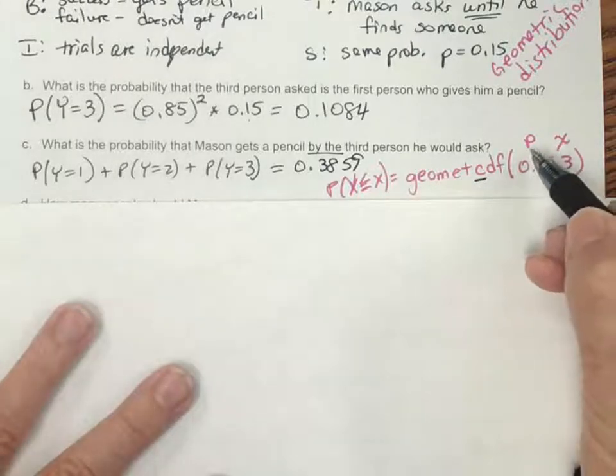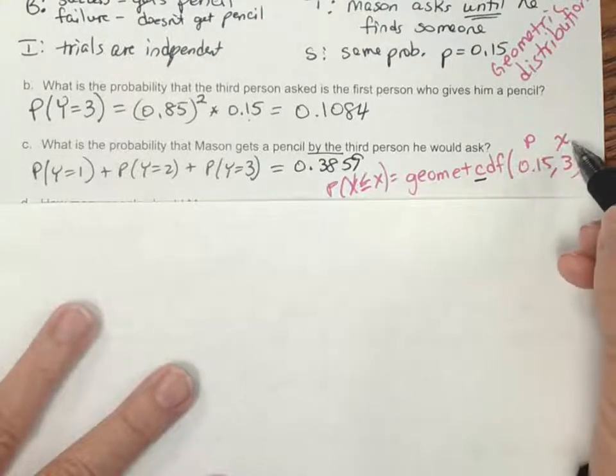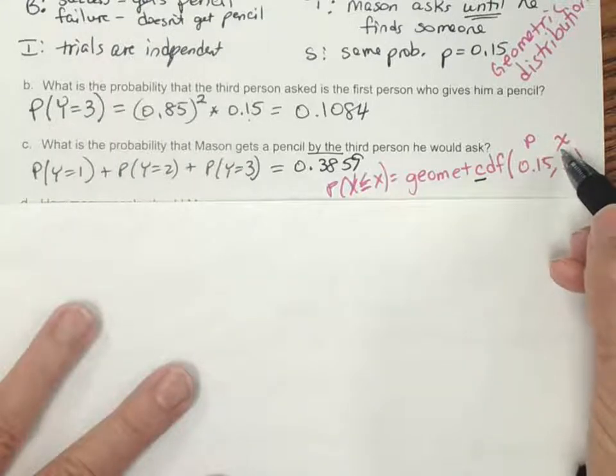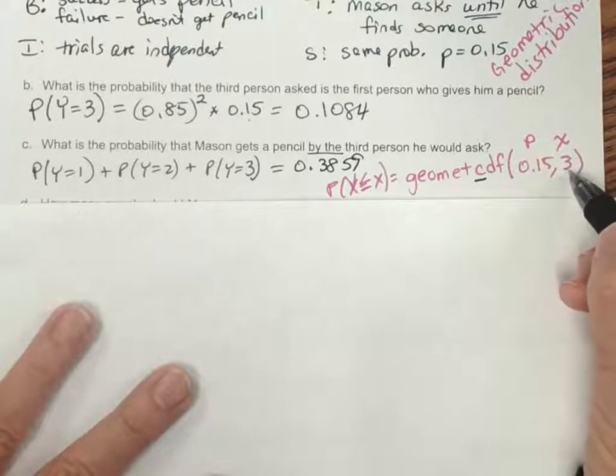So again, we labeled them. The probability of success is 0.15. X, the number of trials until we get a success, would be 3 in this case.